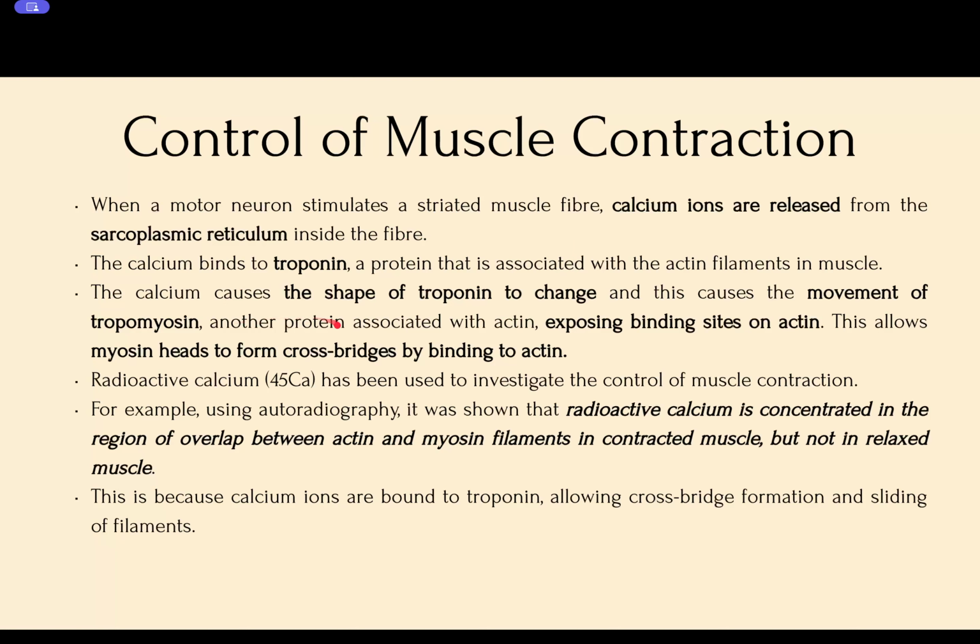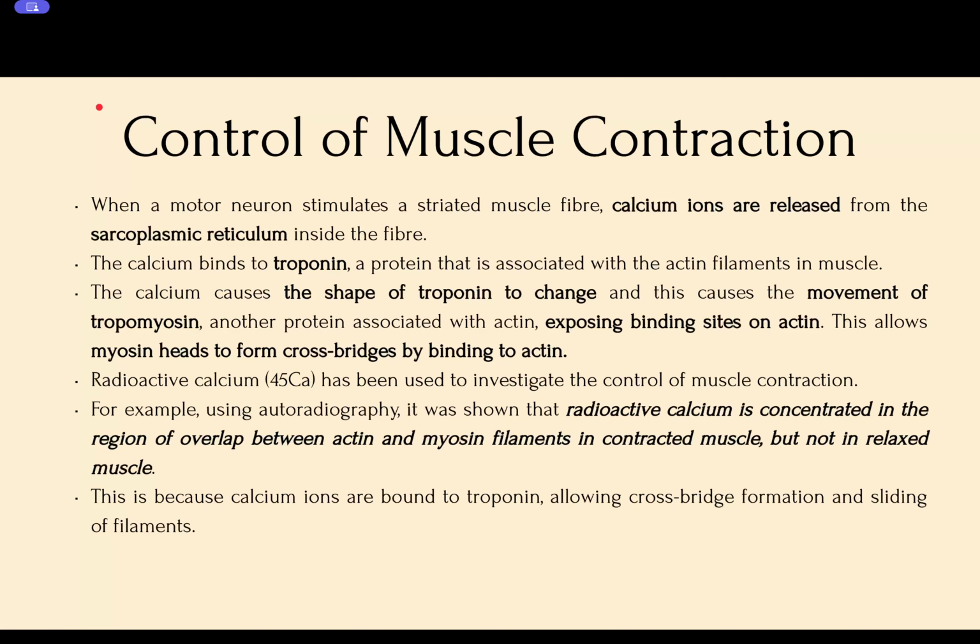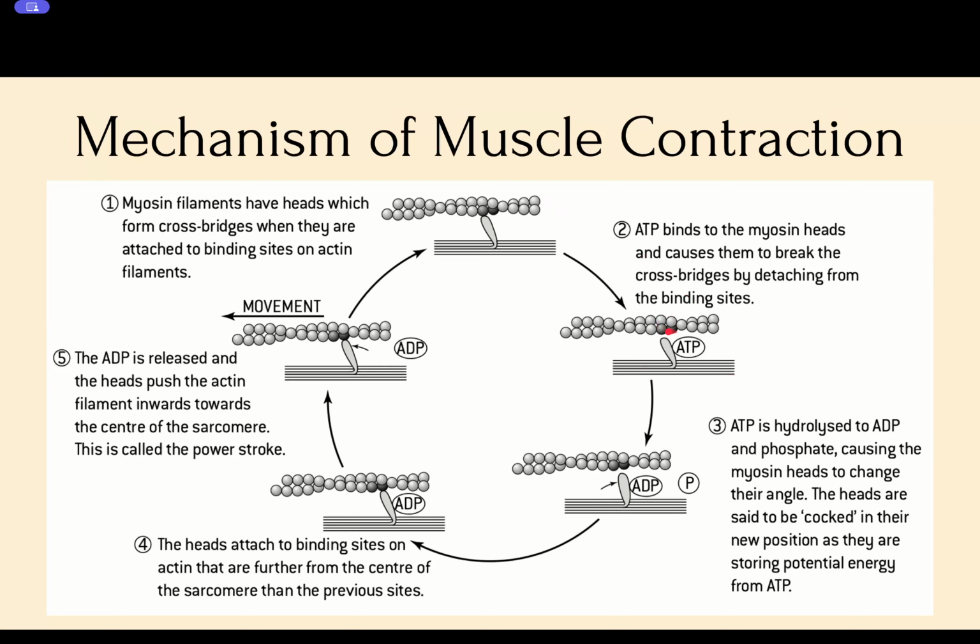So actin has troponin and tropomyosin associated with it, right? There are two proteins associated with this actin filament: troponin and tropomyosin. When calcium is released by the sarcoplasmic reticulum, it changes the conformation of the troponin and moves tropomyosin, exposing the binding sites. So when we look here, these binding sites are only exposed after tropomyosin has been moved because troponin's conformation has been changed.